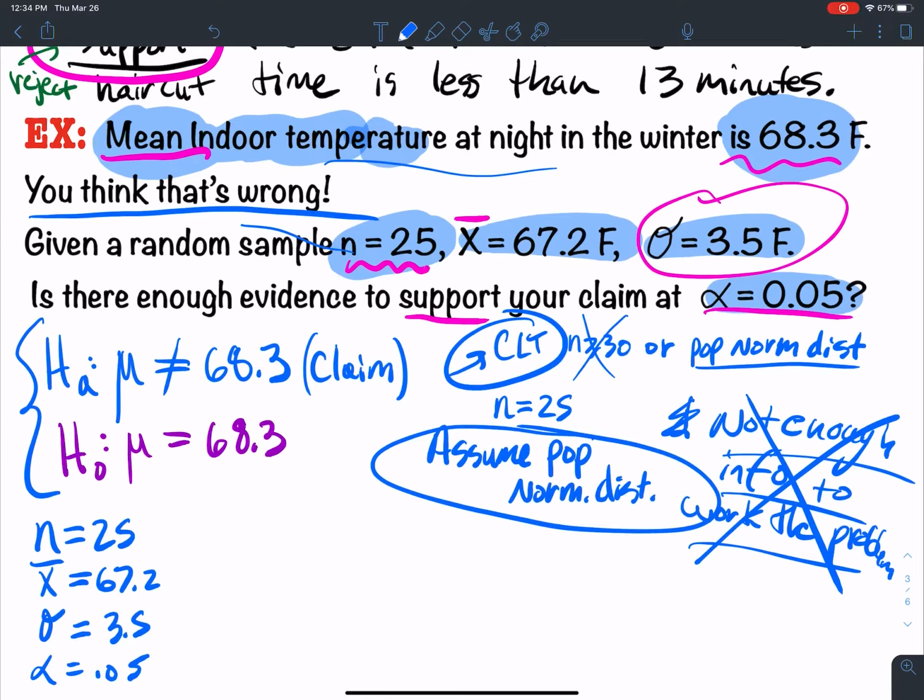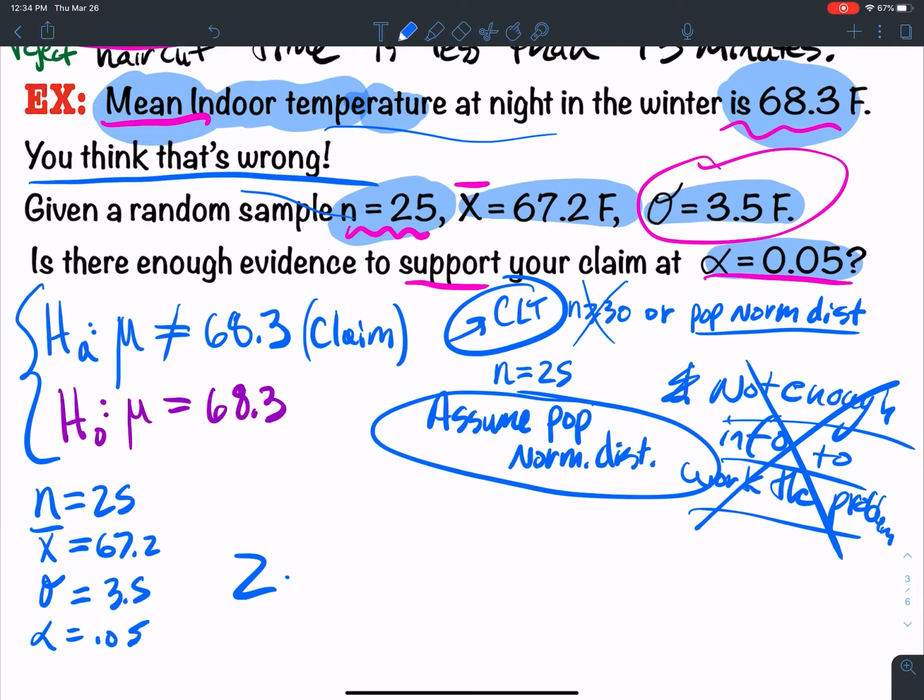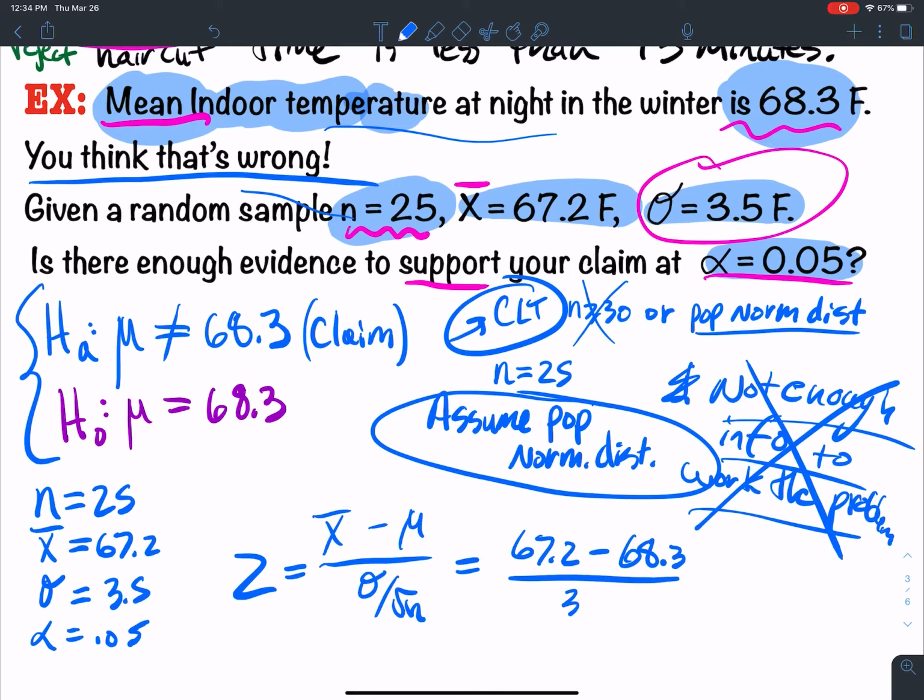Okay? So I want to calculate the standardized test statistic. Z equals X bar minus mu over sigma divided by the square root of n. You're going to write that 100 times, so it's going to be like second nature to you. X bar, 67.2, that's the sample mean. Subtract the mean, 68.3, over what? 3.5 divided by square root of n. What was n? 25. When I type this in my calculator, I should get negative 1.57. You should practice this.